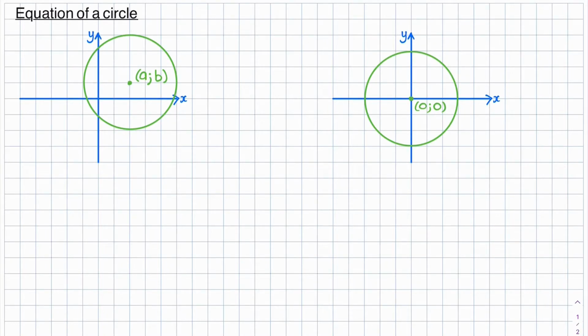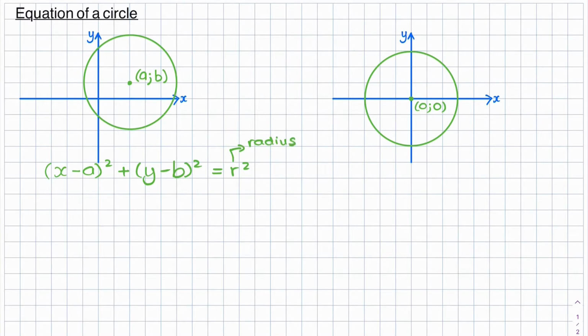In this lesson, we're going to look at the equation for a circle. And you can see in the first diagram that we have a circle with a center at some point on the Cartesian plane. So the equation of a circle is given by the formula (x minus a) squared plus (y minus b) squared equals r squared, and r is the radius of the circle.